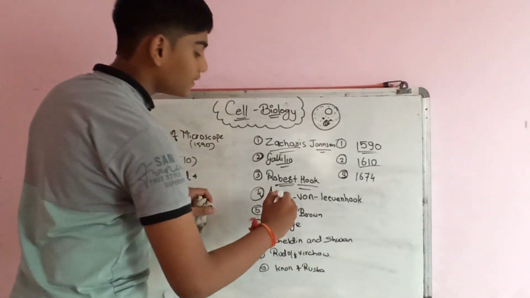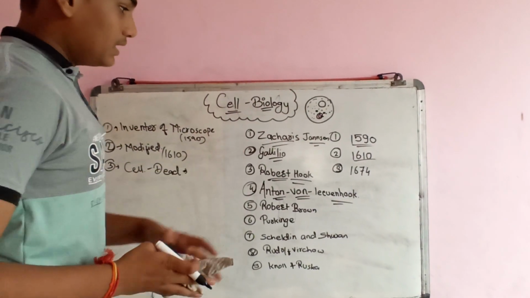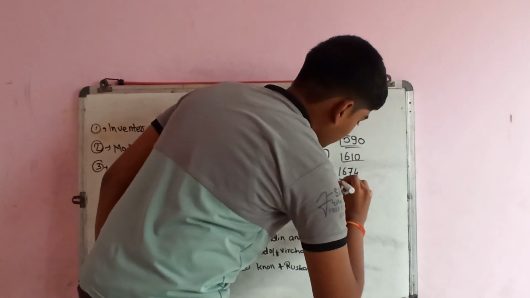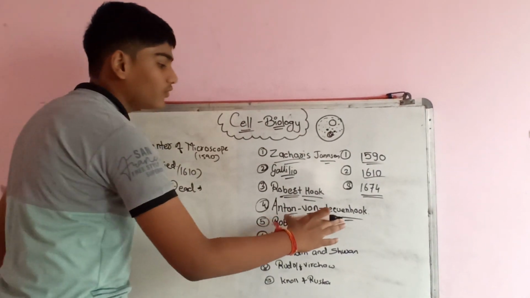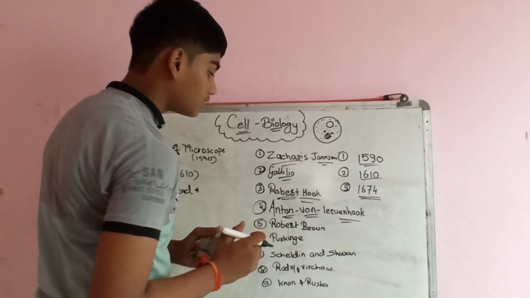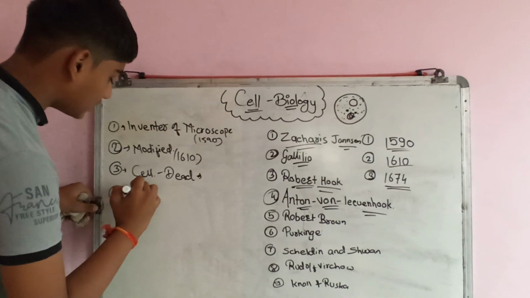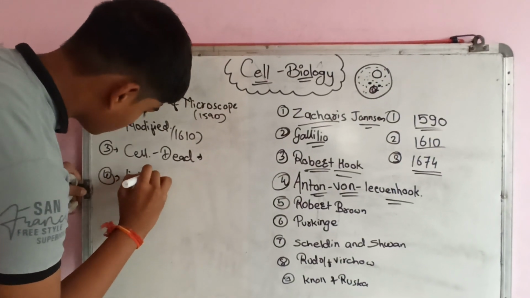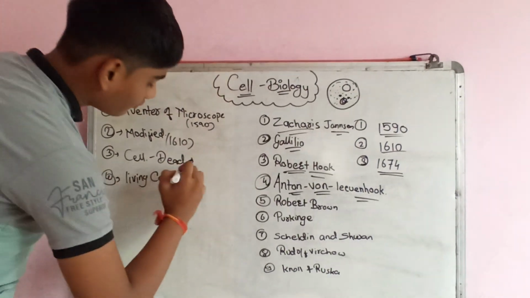Now comes Anton van Leeuwenhoek. In 1674, around 64 years later, Anton van Leeuwenhoek had seen the first living cell of pond water.